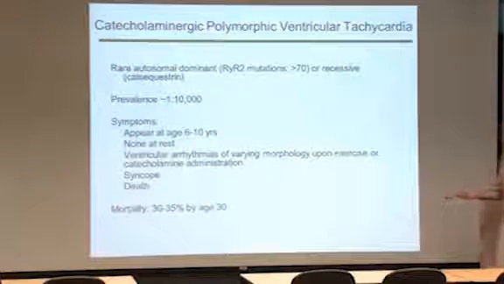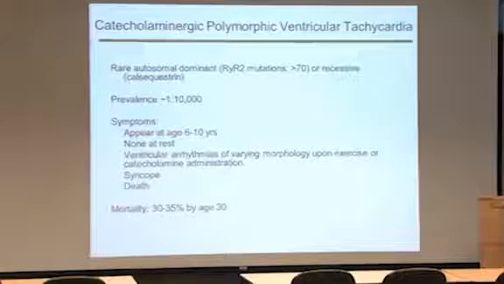You have these arrhythmias upon exercise or catecholamines. Syncope, people faint because of their arrhythmia. One of the first signs of the disorder is sudden death, and the mortality rate's about 30 to 35% by age of 30.